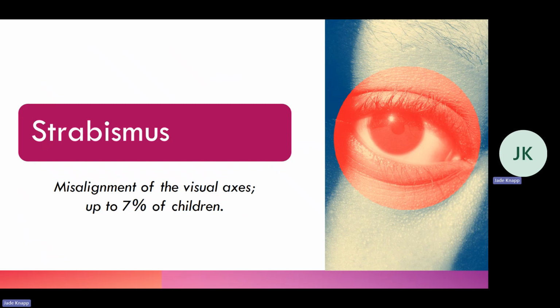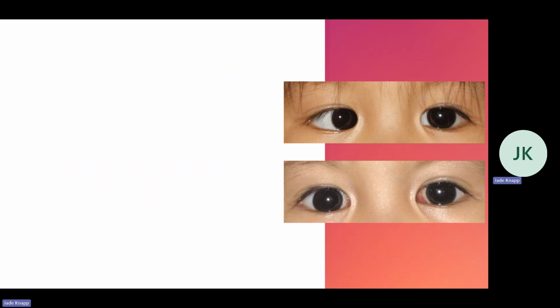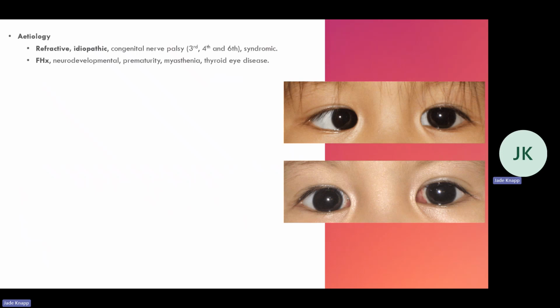Strabismus, also common, misalignment of visual axes. Let's talk about that. So here's a right esotropia that's been corrected surgically. The conjunctiva ends up looking red. Both medial rectus muscles have been operated on. And this wasn't correctable with patching and or glasses alone, so it ended up going to surgery. And they've got nice alignment in the bottom image, which most kids do.